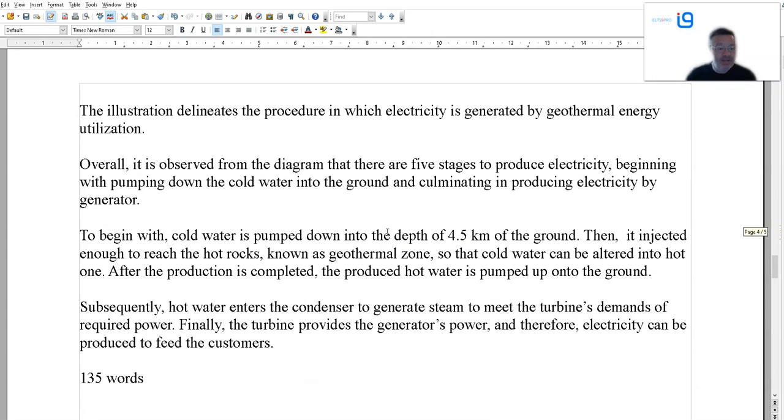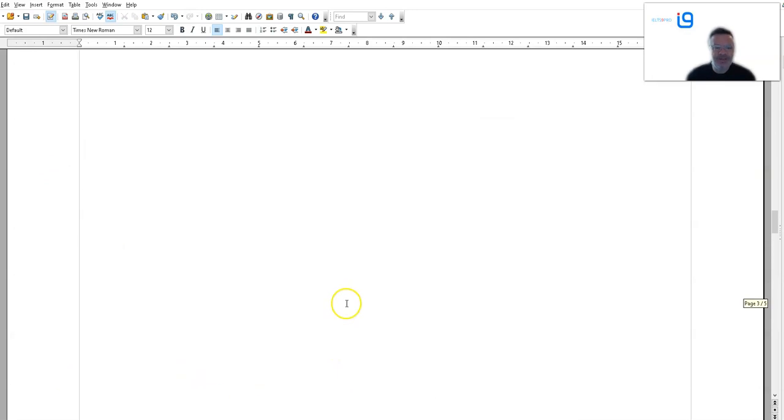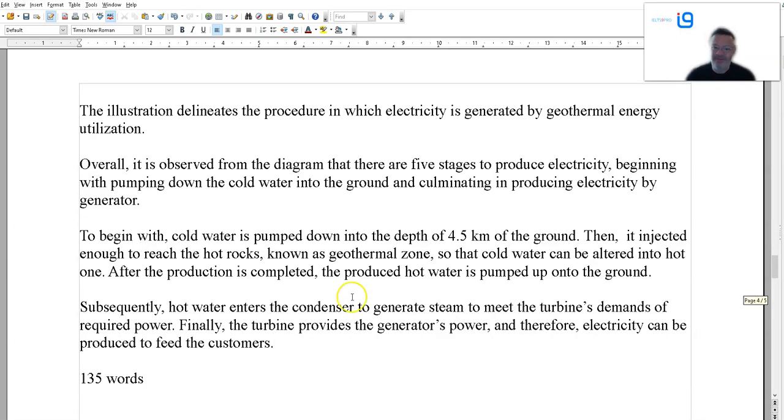We will see. So the illustration delineates, right? Again, this is what happens when you try and paraphrase. Does it really do that, or does it simply show? So there's utilization. Okay. Overall, 5 stages. Beginning. Okay. So overview. Okay, but 135 words. Now, obviously, it's better than the previous one, 107 words, but 135 words.